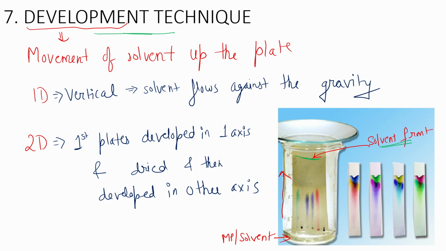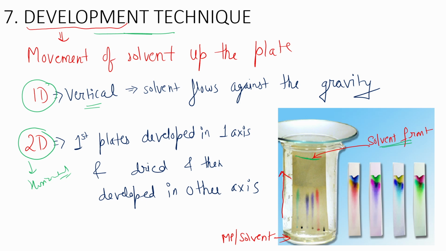And at this point, we will mark the solvent front with the help of a pencil, as the solvent will evaporate quickly. The development technique is of two types. It can be either one dimensional or two dimensional. One dimensional technique is the vertical technique, and two dimensional is known as the horizontal technique. In the one dimensional technique, plates are kept vertical and the solvent flows against gravity. This occurs because of capillary action.